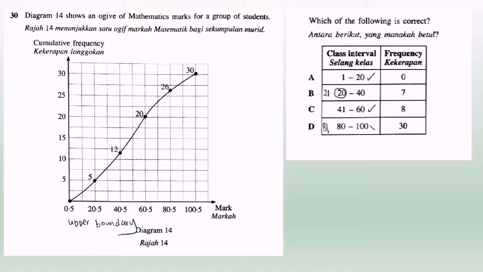Based on these two, 1 to 20, the frequency is 5. So it is not 0, it is 5. So this one is also incorrect. So the answer is C. For 41 to 60, the frequency is 8. Here, 20 minus 12 equals 8. So the frequency is 8.